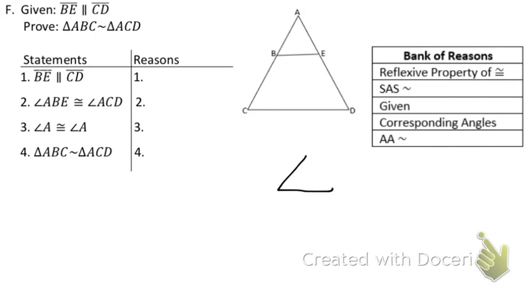So we have ABE, and then we have the bigger triangle.